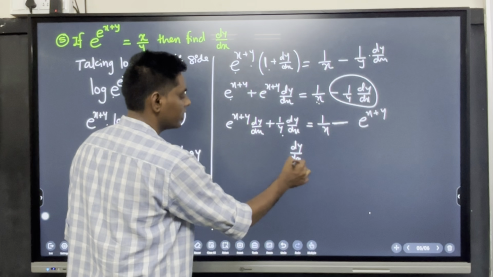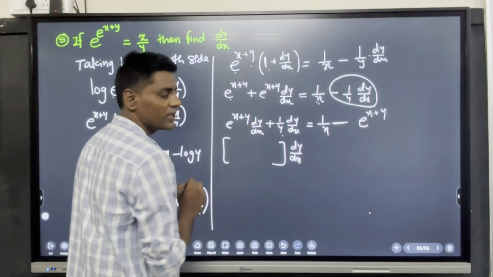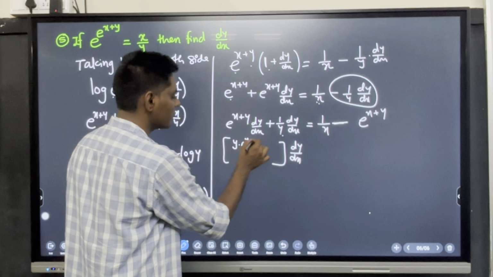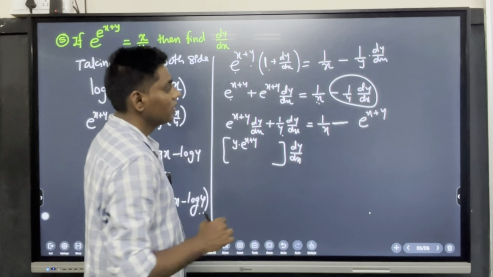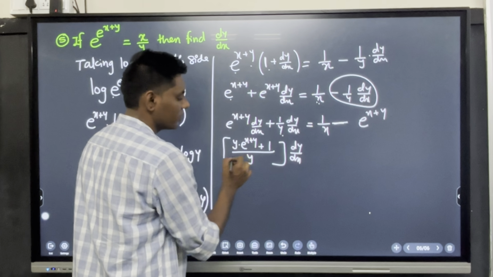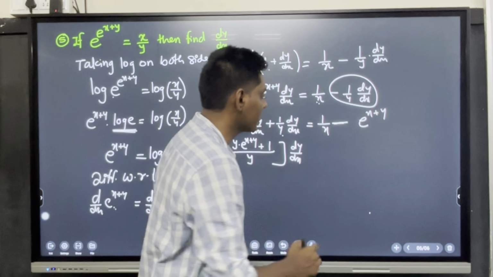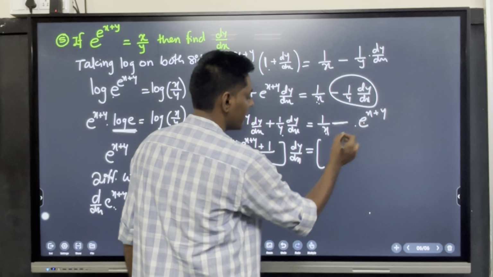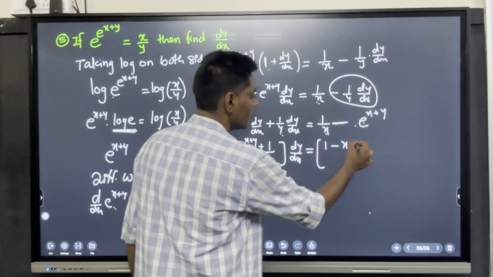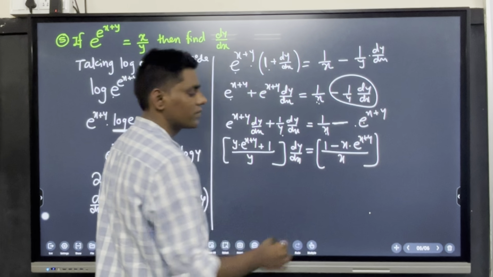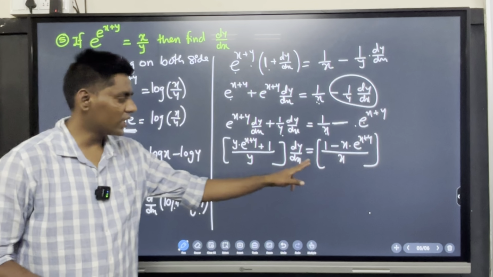So when we take dy by dx common, what is present here? y multiplied to this term, so y into e raised to x plus y, and then plus 1 divided by y. It's just simple cross multiplication. So what is the example here? Cross multiplication equal to x multiplied to this term minus x into e raised to x plus y divided by x. So simple, this term goes to that side.